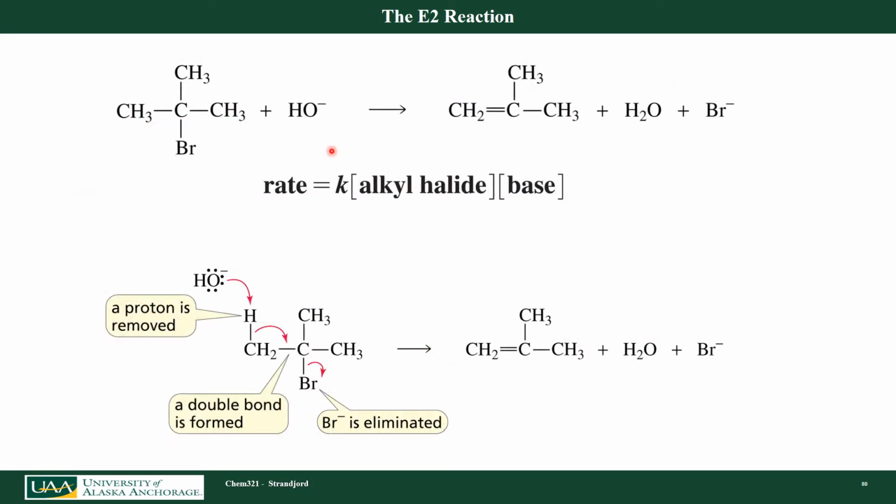The rate of an E2 reaction is second order, meaning it depends both on the concentration of the substrate and on the concentration of the base. Here in the example up above, I have this alkyl halide, t-butyl bromide. I have a strong base, which is OH minus, hydroxide, and I form an alkene. In this case, I have my base abstracting a proton, forming a bond between the oxygen and hydrogen, a bond being broken between the hydrogen and the carbon, a bond being formed between the carbon and carbon, and a bond being broken between the carbon and bromine. And that's my leaving group to finally form my product.